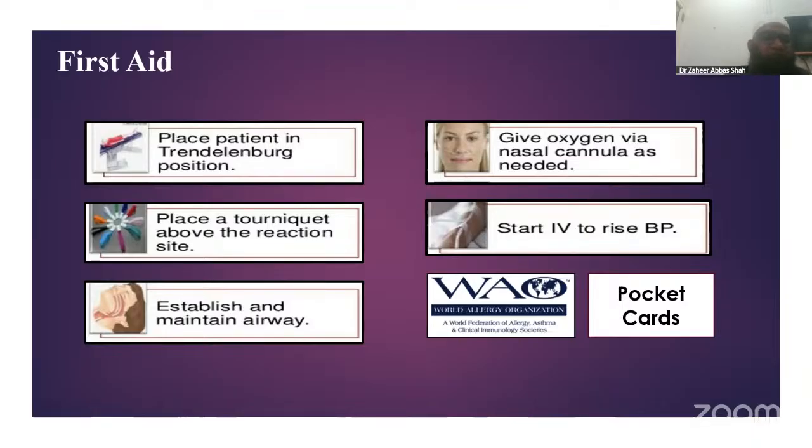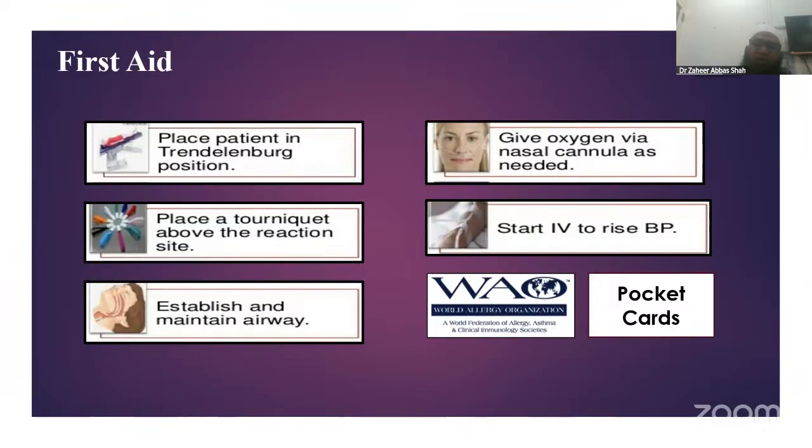First and foremost, we should focus on first aid. Whenever the patient is there, try to place the patient in Trendelenburg position, or ask the patient to lie flat on the surface, or even sit, because it will ease the respiration and the patient will feel better. But the patient is not allowed to stand, why I will tell in the next slide. Then, whenever there is an insect sting or bite, we have to place a tourniquet above the site of reaction. And after that, we have to maintain airway, breathing and oxygen. So I'm talking about first aid.